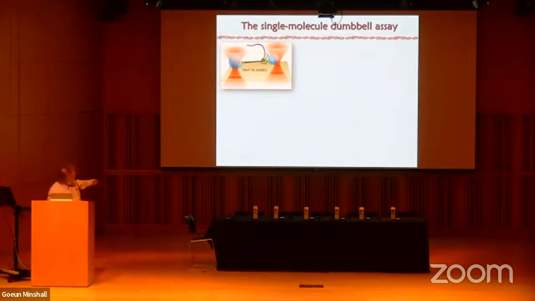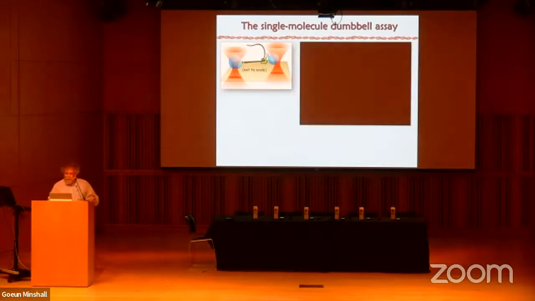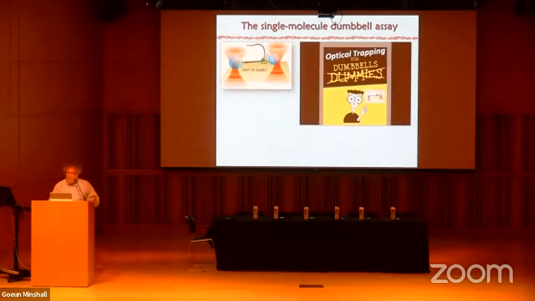We call it a dumbbell because there are actually two optical traps and two beads held taut with a molecule of DNA between them. And on the surface of one of these beads, not shown to scale, is a single molecule of RNA polymerase. If RNA polymerase were the size of my fist, the bead would be the size of this auditorium. So here is a little video of that, optical trapping for dumbbells.